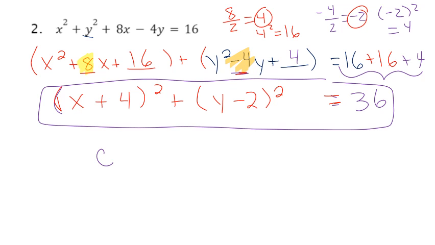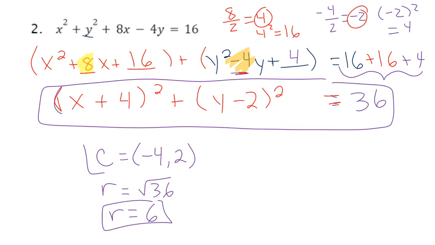And the question asks for the center. The center would be negative 4, 2. And the radius would be root 36, which we can simplify to be 6. And that would be our answer.